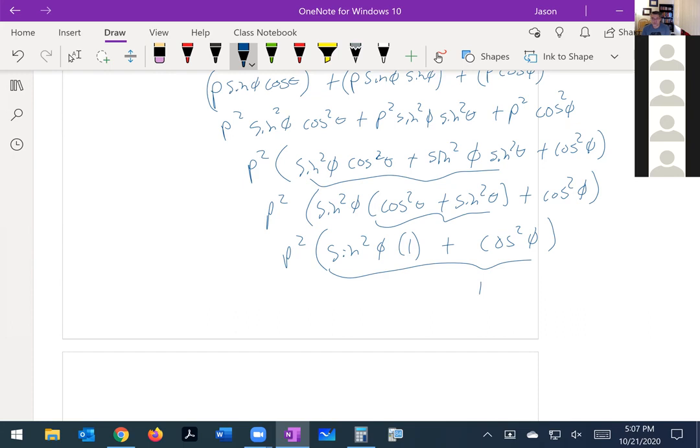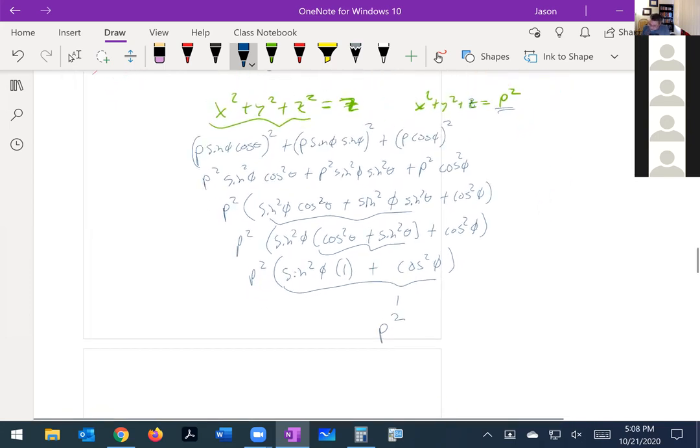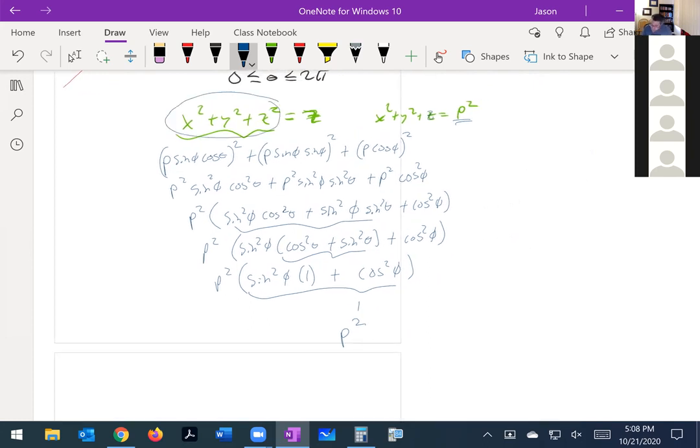Yes. That's 1. And so what does this thing become? It becomes rho squared. Look at that. That is some beautiful mathematics right there. That's amazing. I love it. Okay, so this whole thing is equal to rho squared.